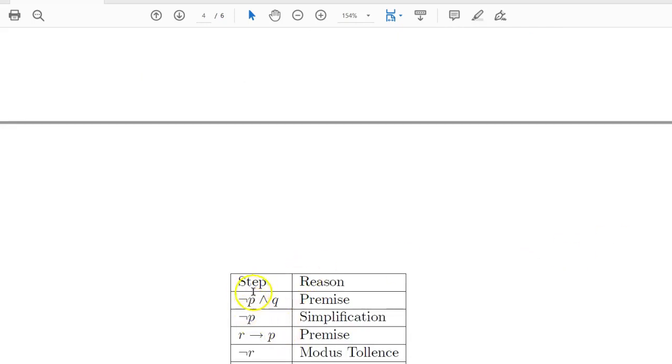Step 1. Not P and Q is true because it is a premise. We apply simplification. We conclude that not P must be true. If R then P is given as a premise, now we can apply modus tollens and conclude that not R must be true from these two.